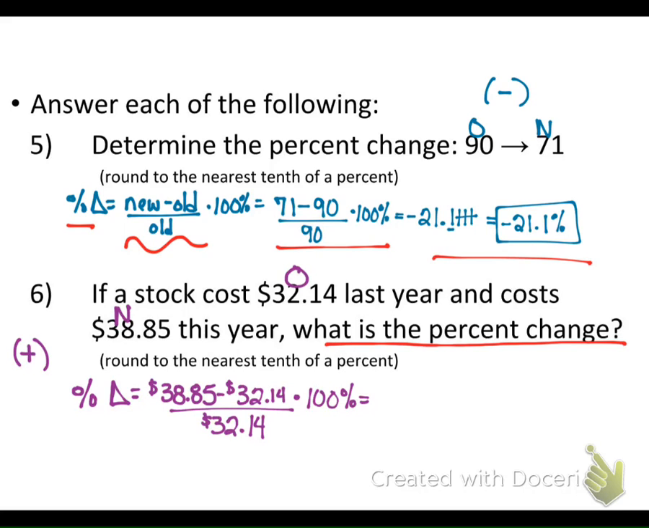So in your calculator: 38.85 minus 32.14 equals, divided by 32.14, times 100. When you do that, something happened. Yeah, we messed up. When you do that, what do you get? A long number?